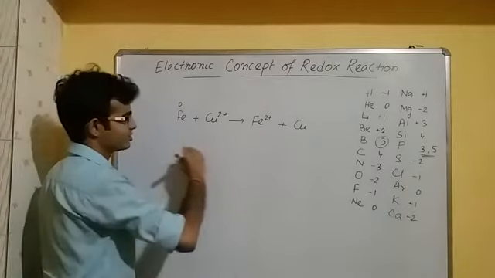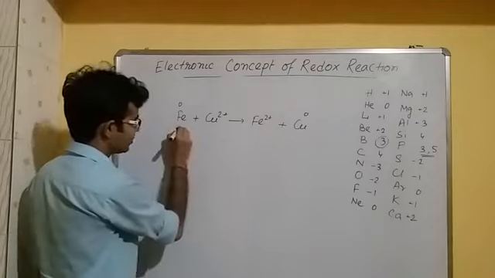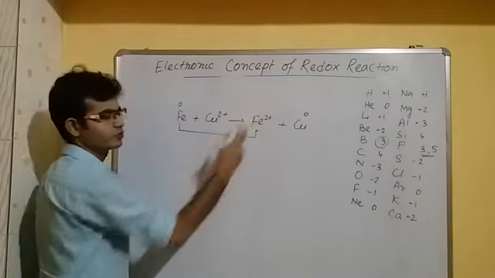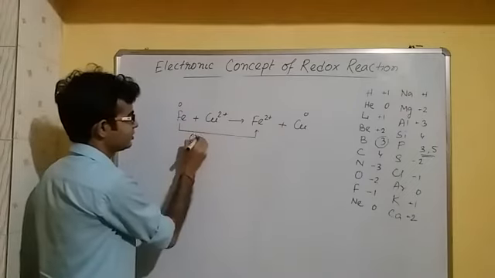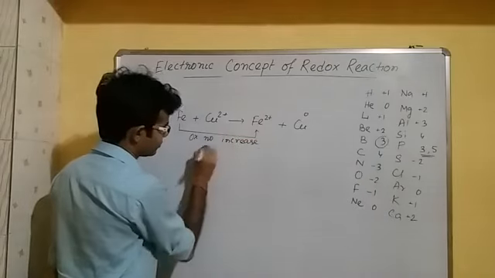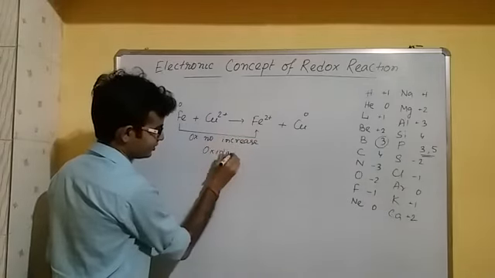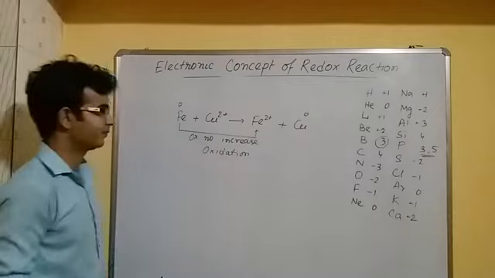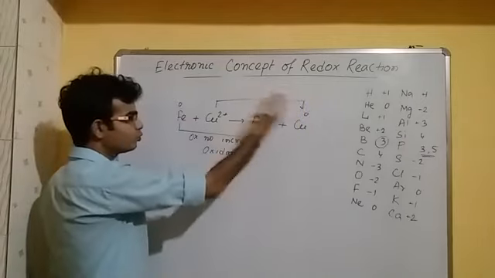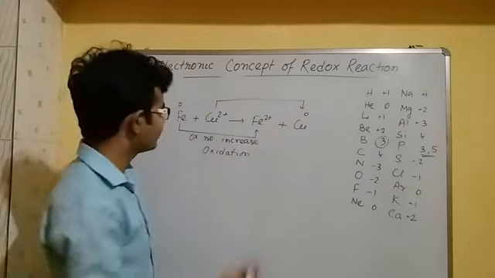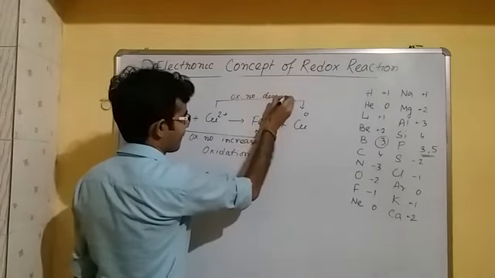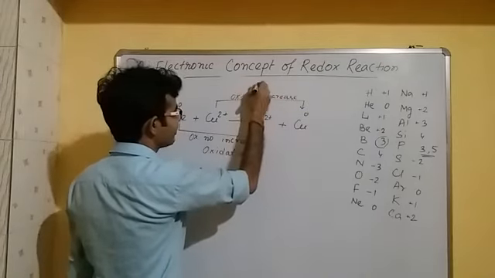So where its charge is 0, its charge is 0. So Fe to Fe2+, what happens here? 0 to +2, increase or decrease? Oxidation number increases. So what happens here? Oxidation. Okay. Cu2+ to Cu0, 2 to 0. Increase or decrease? Oxidation number decreases. So it is a reduction.